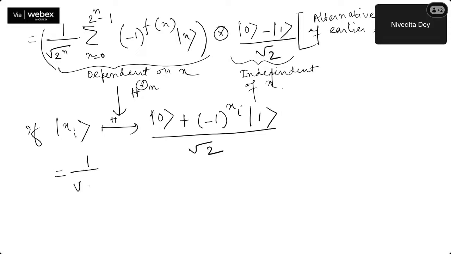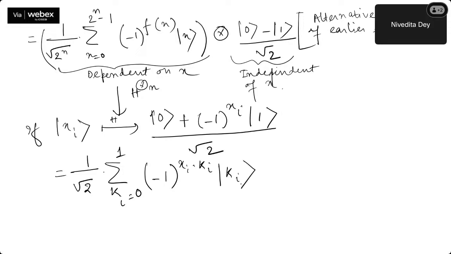So it will be 1 by root 2, I'm just keeping it outside, times sigma ki equals 0 to 1. Now see, I'm writing it in a different way. Sigma ki equals 0 to 1, minus 1 to the power xi dot ki, and this is a bitwise AND operation or XOR operation, because both are the same only. So xi ki times ket ki. Okay, and I am claiming that these two equations are exactly equivalent.